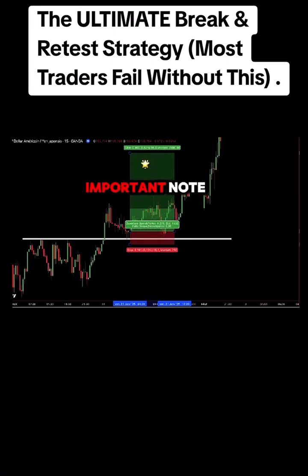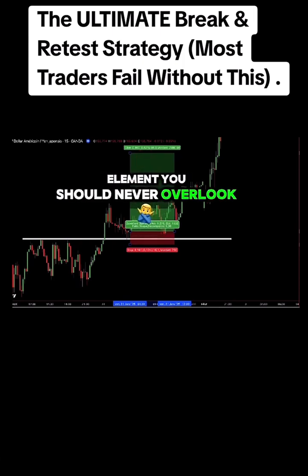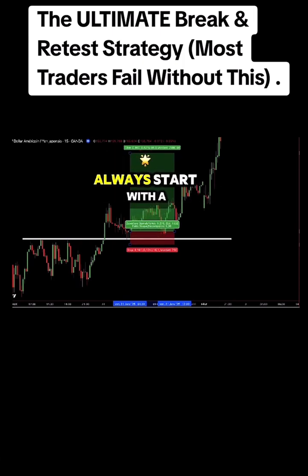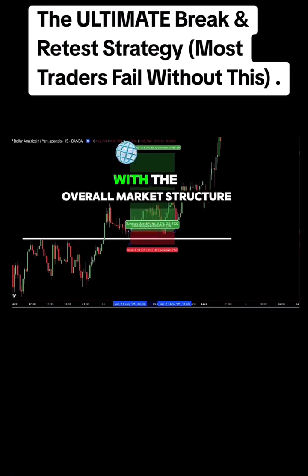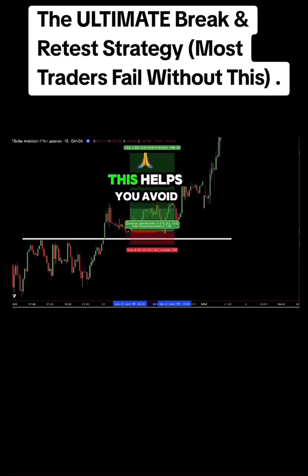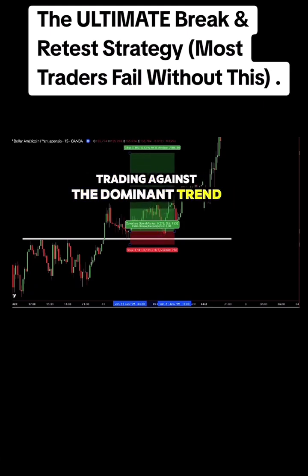Important note: what I've shown you here is how to trade the break and retest, but there's one key element you should never overlook: top-down analysis. Always start with a higher time frame analysis to ensure your trade setup aligns with the overall market structure. This helps you avoid trading against the dominant trend and increases the accuracy of your trades. If you want to learn more about top-down analysis, check out my channel. I have a detailed video that breaks down this concept step by step.